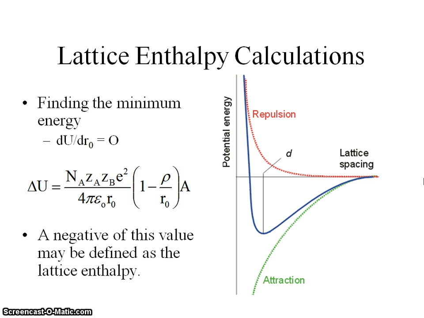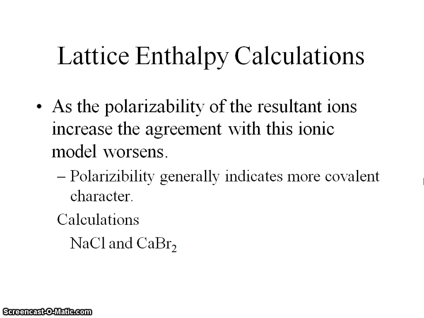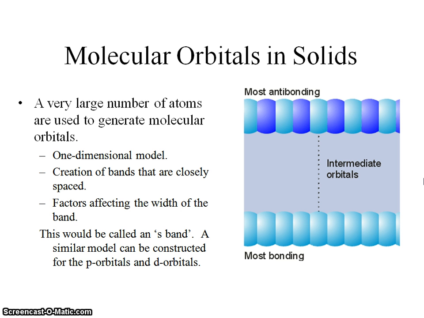The negative of this value may be defined as the lattice enthalpy. You can see here the lattice spacing, repulsion, attraction, and potential energy. As the polarizability of the resultant ions increases, the agreement with this ionic model worsens. Polarizability generally indicates more covalent character. Calculations for sodium chloride and calcium bromide follow.